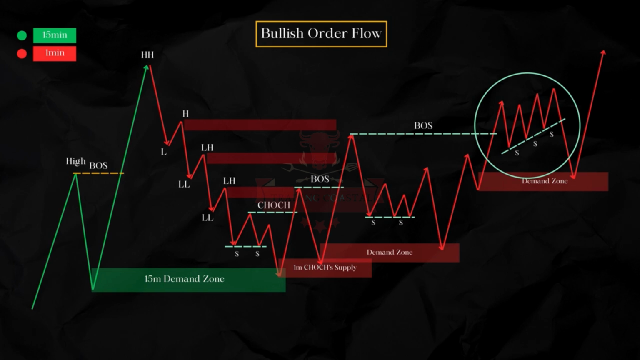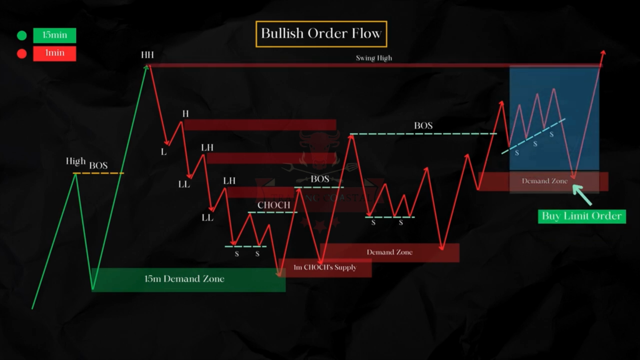It aims to fill the inefficiency left behind, and then tap into the demand zone situated at the extreme. With all the criteria of the continuation entry model met, we can now place our buy limit order at the highest point of the order block, and set the swing high as the take profit target.